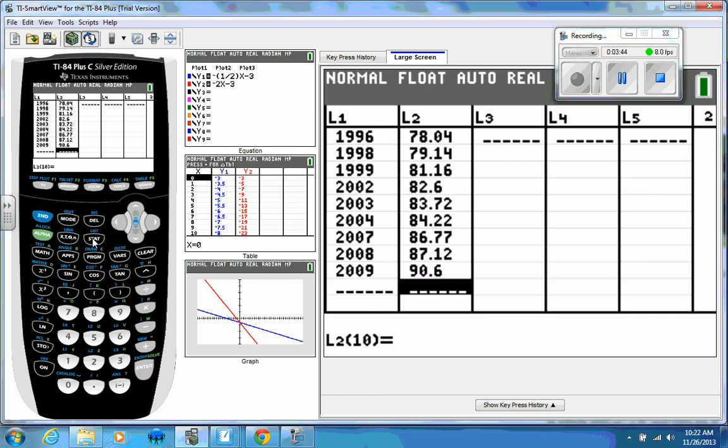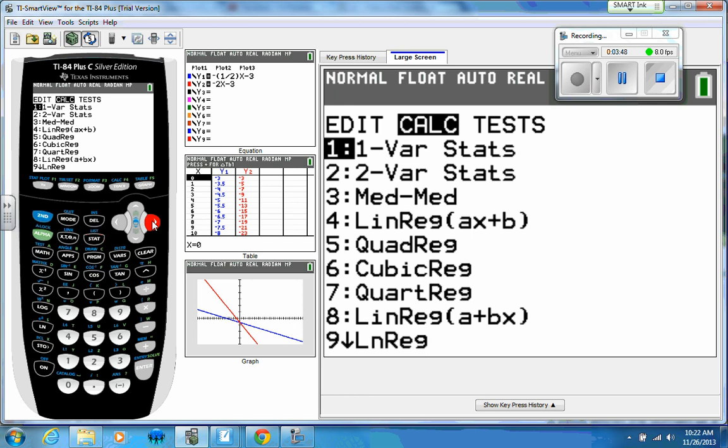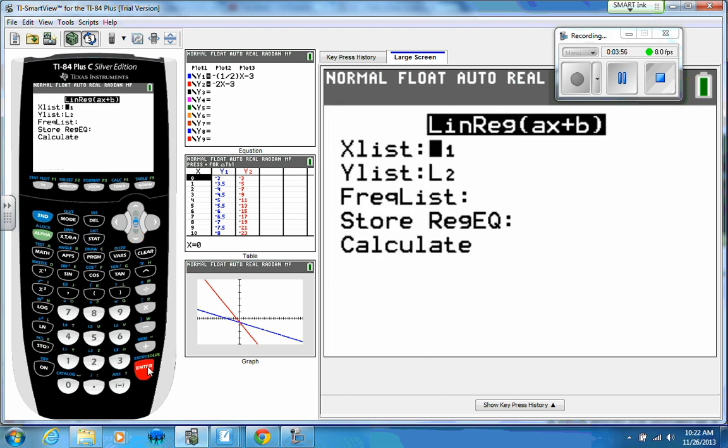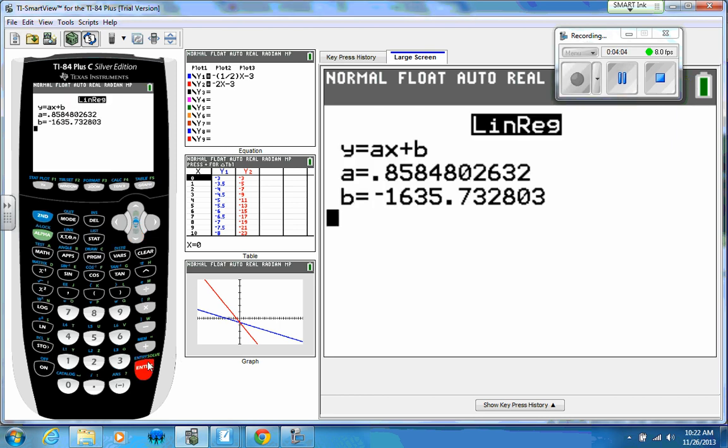So you're going to go back to stat, just like we did with the sine regression. You're going to go over to calculate, and you're going to look for something that says linear regression or LinReg. You're going to hit enter, and then you're going to hit enter again. Your calculator is going to look a little different. Just hit calculate, and the calculator's thinking, and it actually gives you the equation.